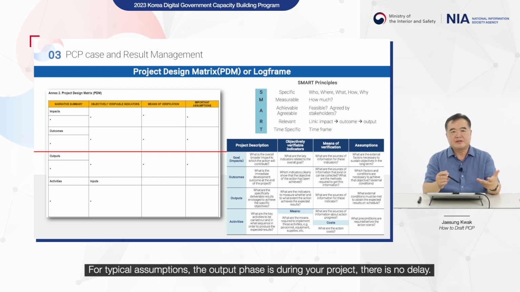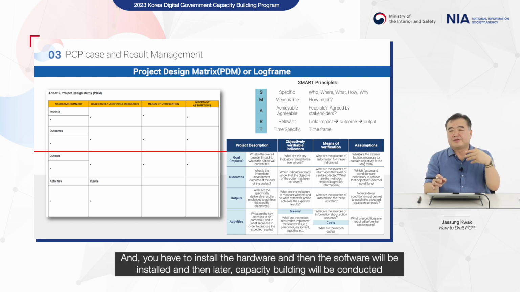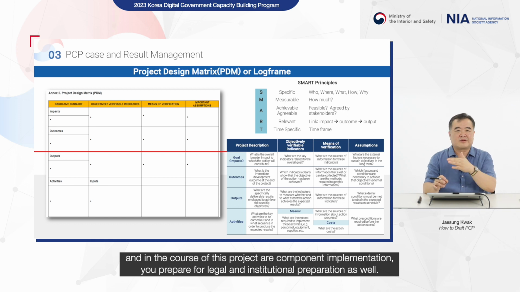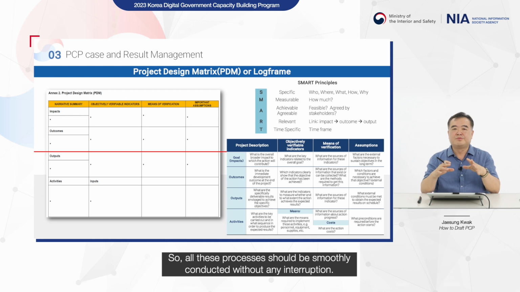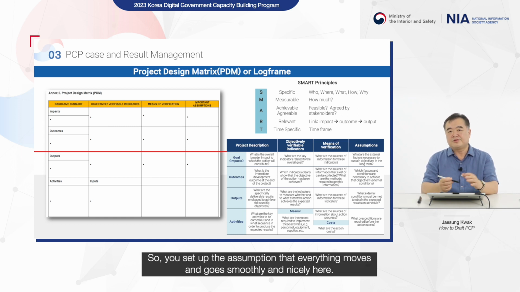Well, a typical assumption in the output phase is that during your project there is no delay, and often the project components are sequential and linear. You have to install the hardware, and then the software will be installed, and then later capacity building will be conducted. And in the course of this project component implementation, you prepare for legal and institutional preparation as well. So all this process should be smoothly conducted without any interruption. So the time delay is the biggest risk in this phase. So you set an assumption that everything goes smooth and nice here.